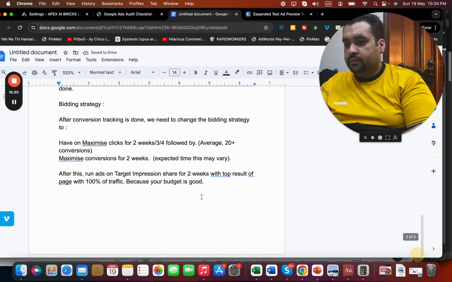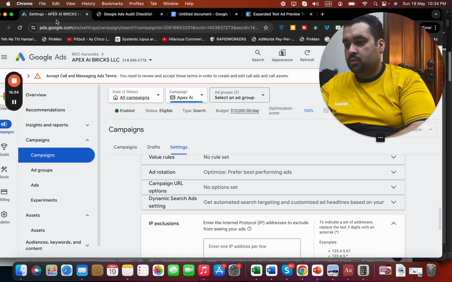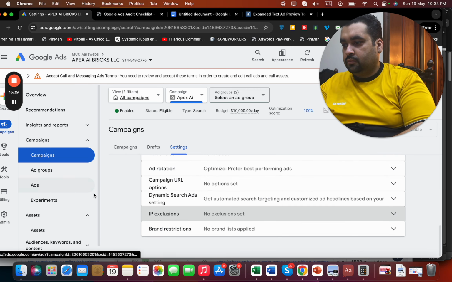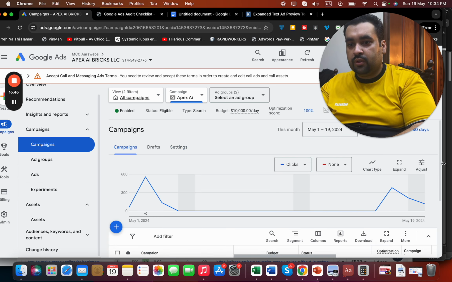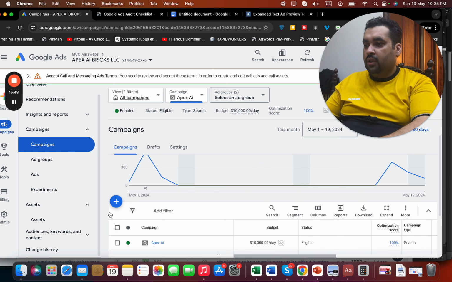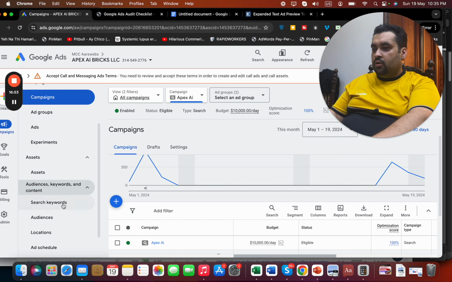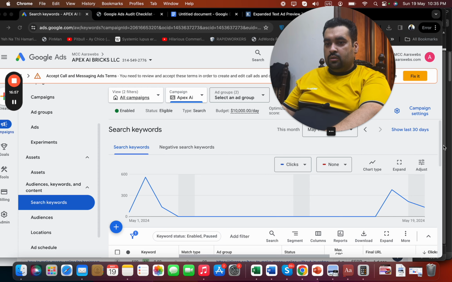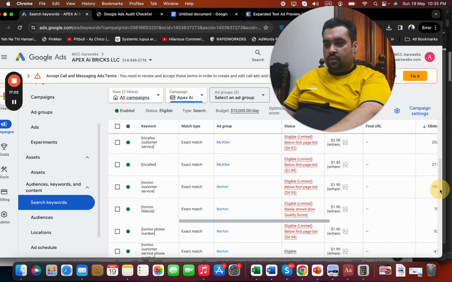Okay, after this data, what I'm going to do is look around at the keywords. Then we may go further on what kind of things we can do. Search keywords are basically, let me show you the keywords we have targeted.